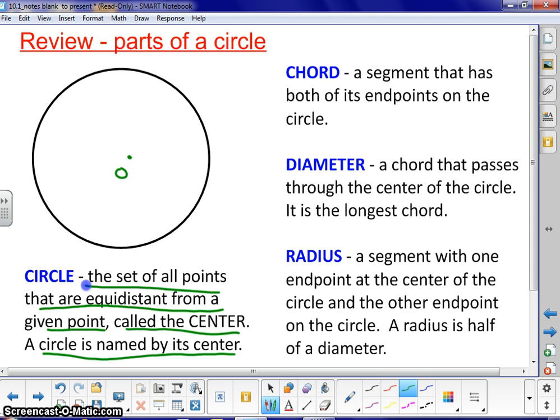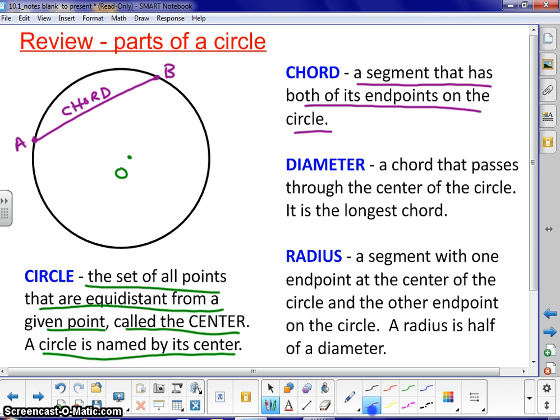Okay, the next one is a chord, which is a segment that has both of its endpoints on the circle. So we can also place that on the circle, and we'll put chord here, connect the two of them, and we'll call that chord AB.